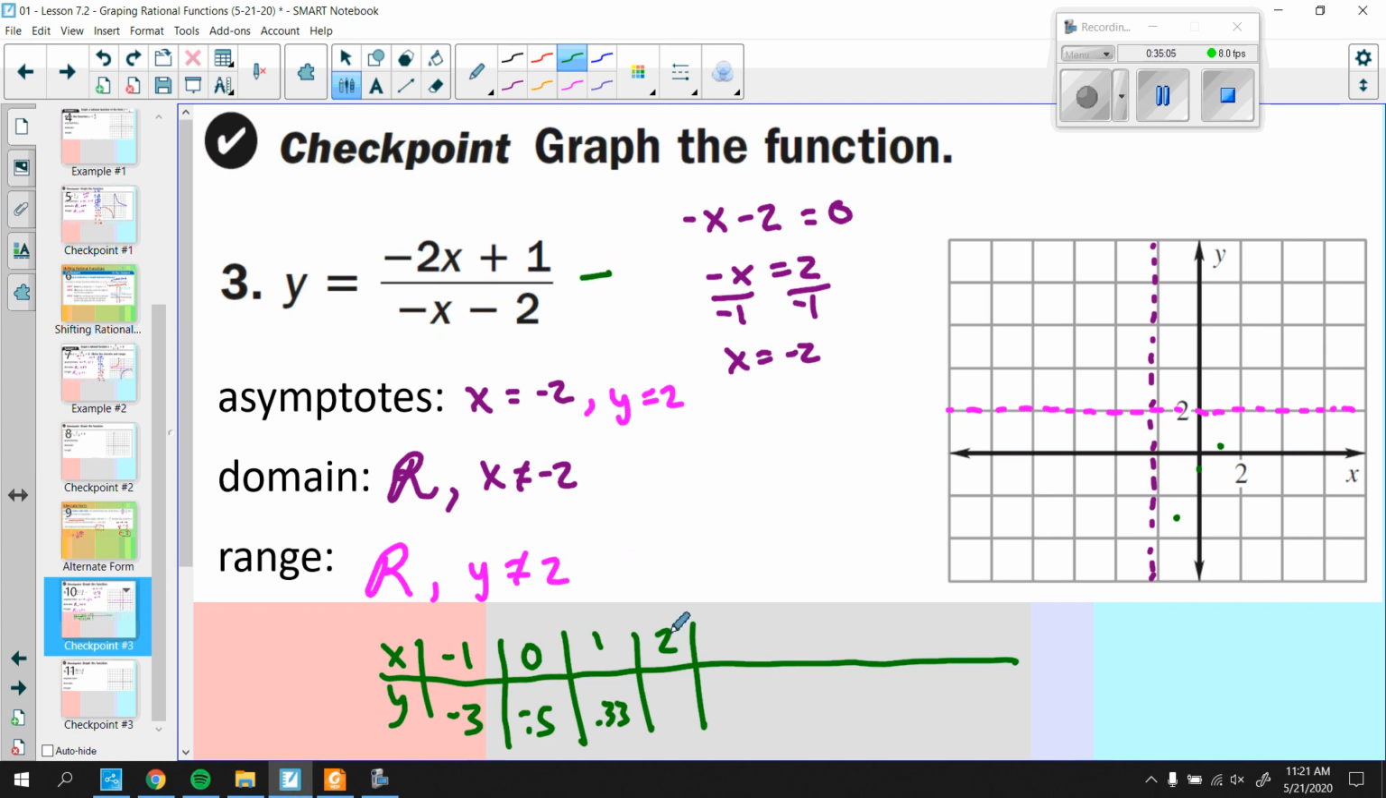-2 times 2, I'm plugging in now, I think is where we're up to, is -4 plus 1 is -3. And then opposite of 2, which is -2, minus 2 is -4. So positive 3/4. All right, 0.75. 2, 1 would be about there.